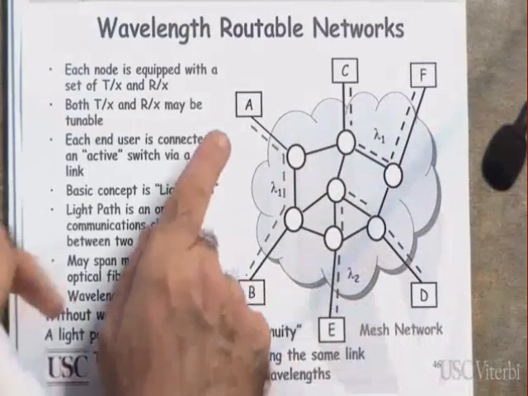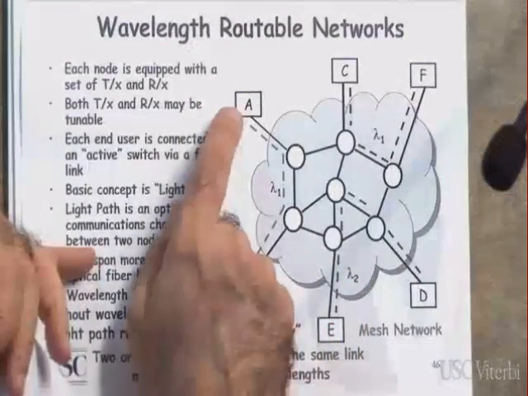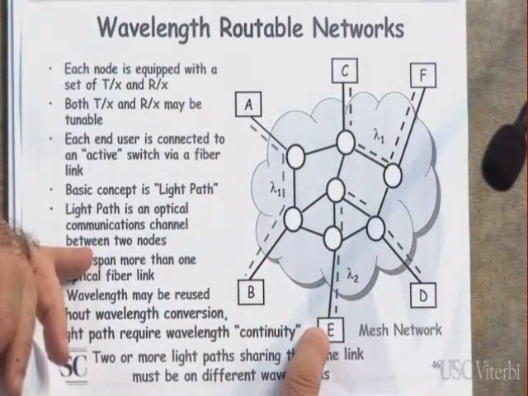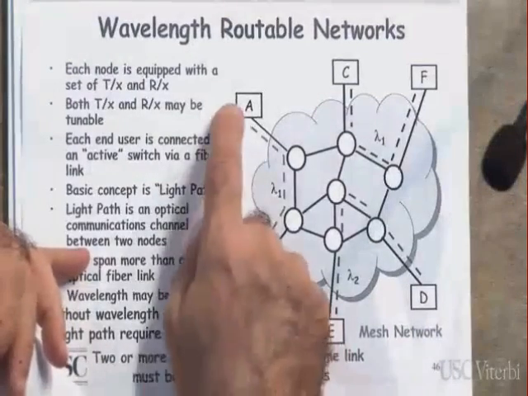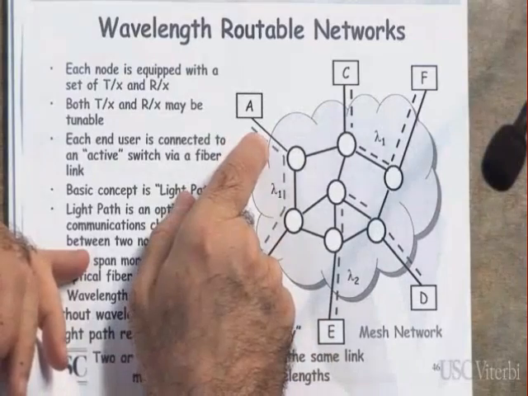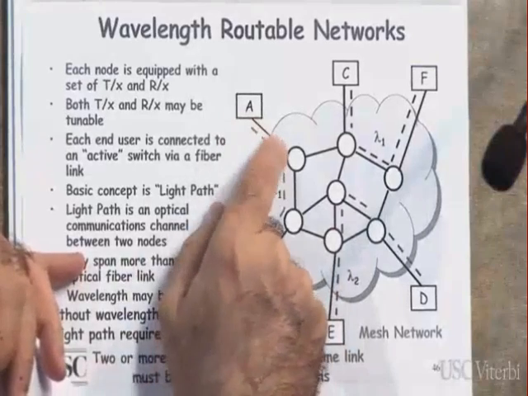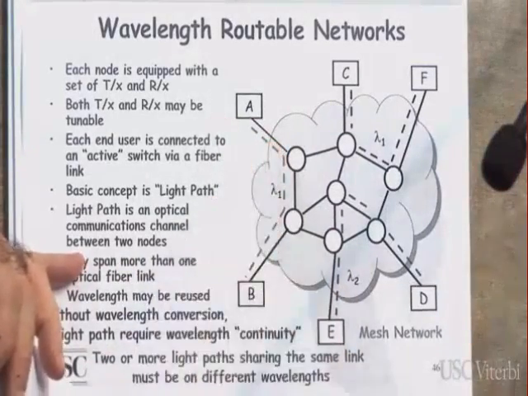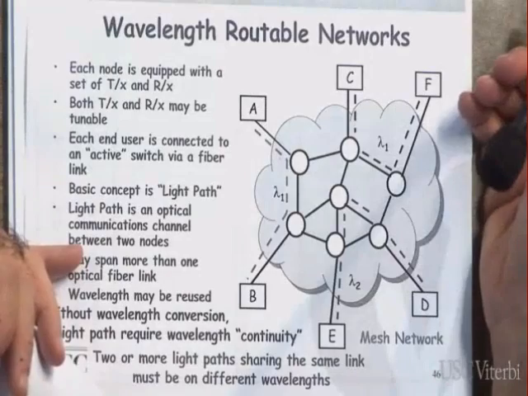Listen to me. Can A connect to E via lambda 1? Can A reach E via lambda 1? No, it cannot. Why? The lambda 1 here is already used. I'm not sure you are getting this point. Is the lambda 1 already used over this link? Over this fiber? You cannot use it again at lambda 1. There will be collision. Did you understand what I just said or not?